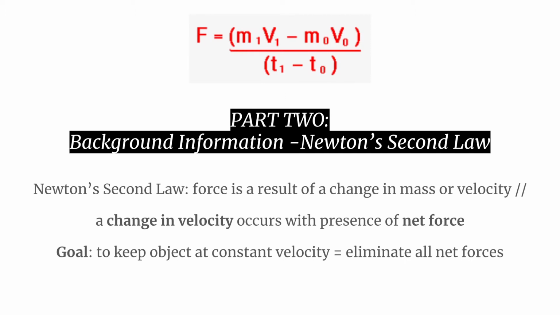Part 2, Background information. In this lab, we are exploring the concepts behind Newton's second law. Above in red is one of the formulas that Newton's second law represents. Essentially, it states two things: a force is a result of a change in mass or velocity, and a change in velocity of an object occurs with the presence of a net force. In this experiment, the goal is to keep an object at constant velocity. To do so, the system must have no net forces acting upon it.